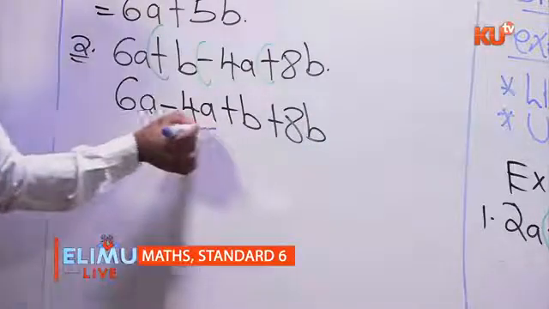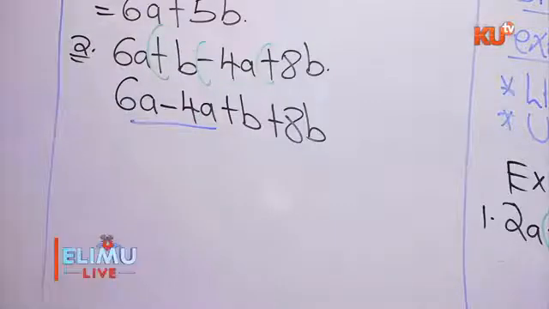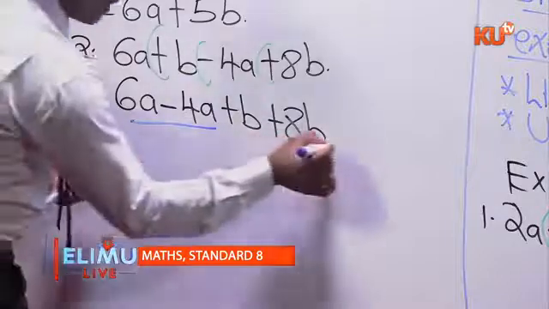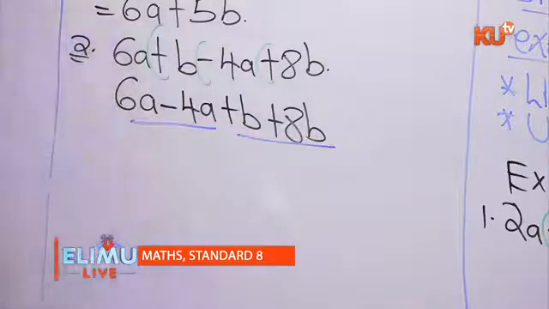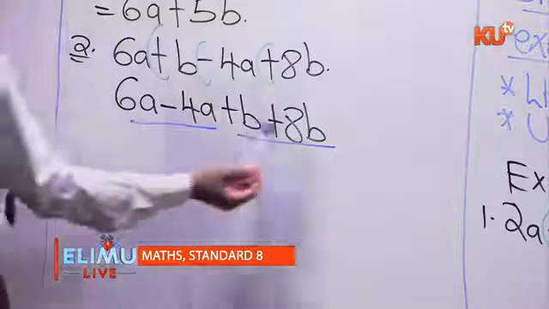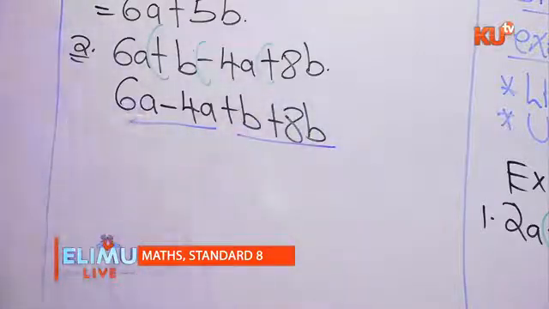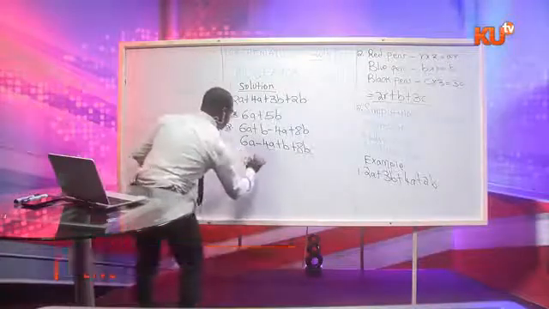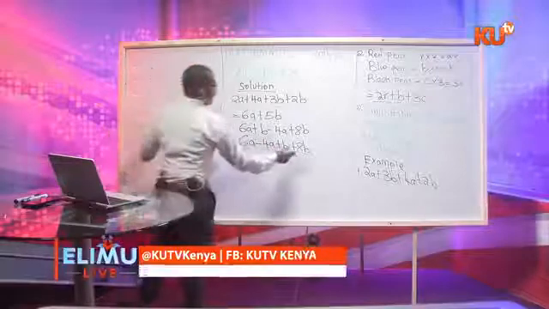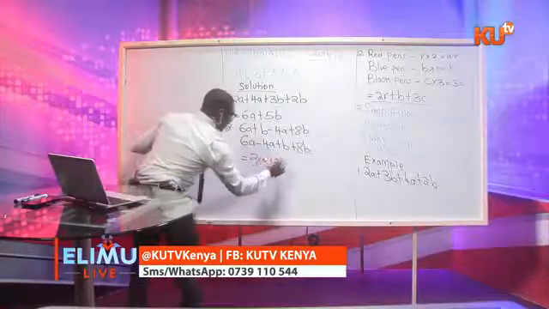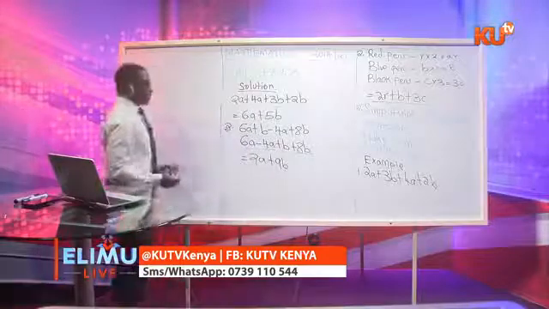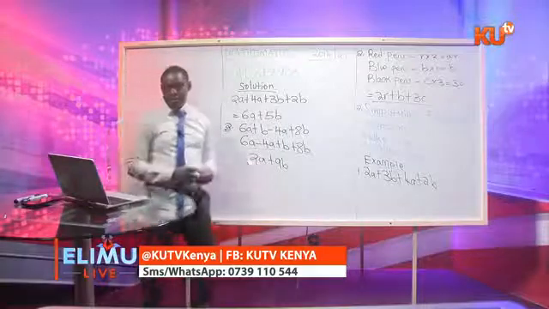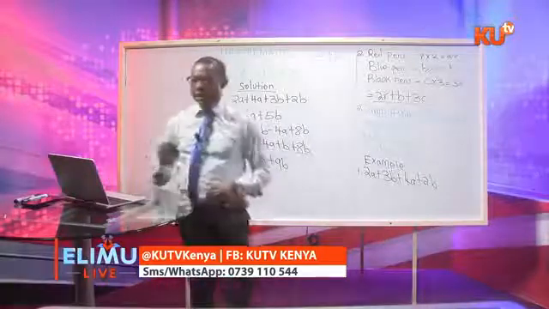You can see 6a minus 4a, they have a similarity of a and a. Then when you come to the next, we have b plus 8b. They have a similarity, so they are like terms because of b and b and because of a and a. We now simplify or resolve 6a minus 4a. The answer is 2a. Then b plus 8b, our answer is 9b. Therefore, the answer to this question is 2a plus 9b.